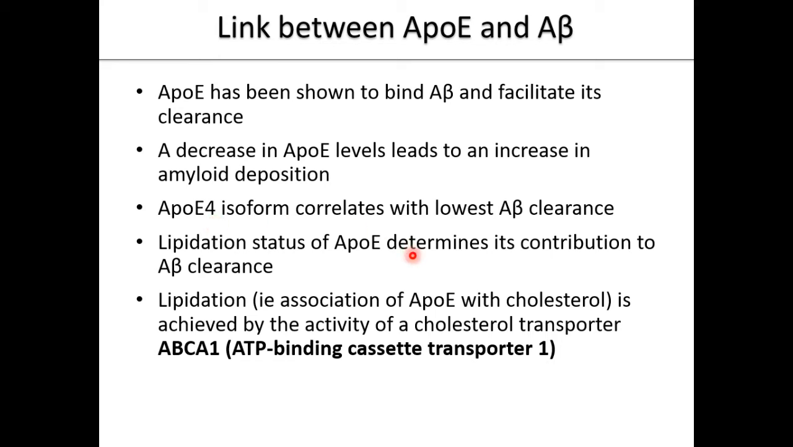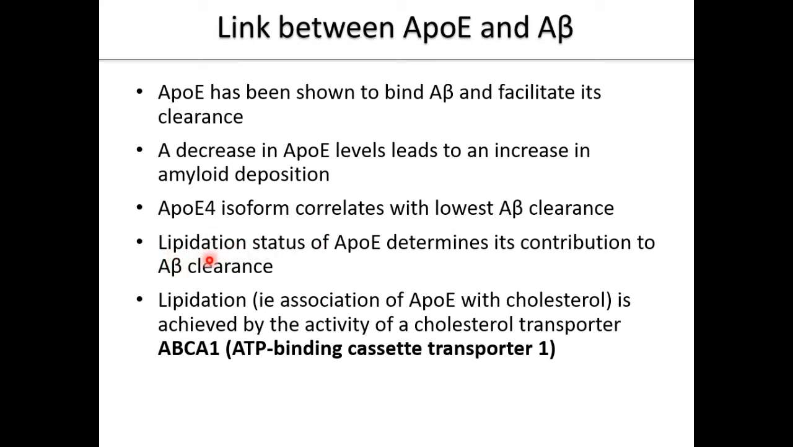So if you have rolled the dice and you happen to be really unlucky and you have overactivity of one of the gamma secretases because you have a presenilin mutation, and you also have ApoE4, then not only are you producing more A beta, but you're also eliminating it from the brain less and less.